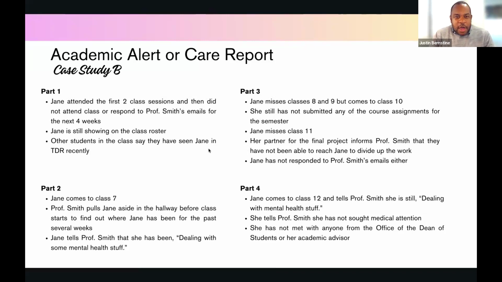So we'll go into the breakout rooms. You'll have about 15 minutes again to talk through each part. And I would suggest handling each one at a time, and then maybe having a larger discussion about everything that's going on with Jane and Professor Smith this semester.